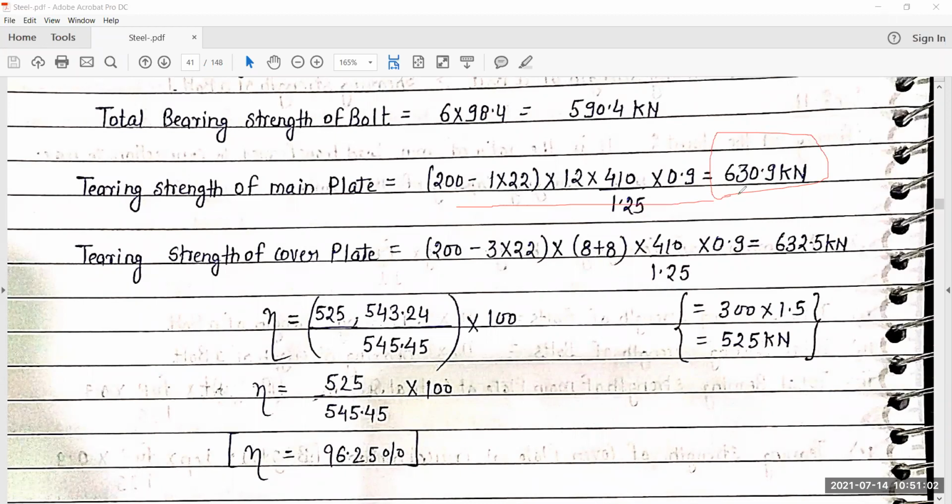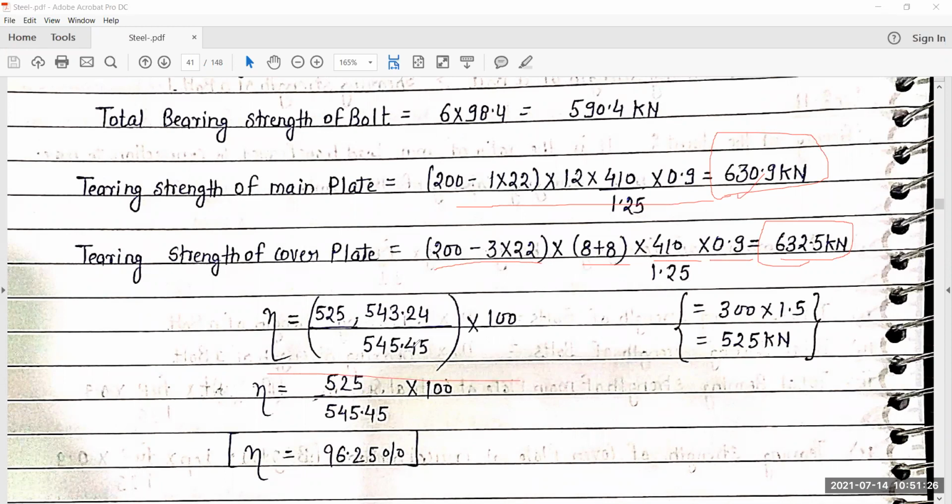Okay, then you get the result. Then the tearing of the cover plate. The cover plate thickness is 200, 3 to 22, 8 plus 8 is the cover plate. And Fu, the value of the what is getting the just is 30.5 kilometer.